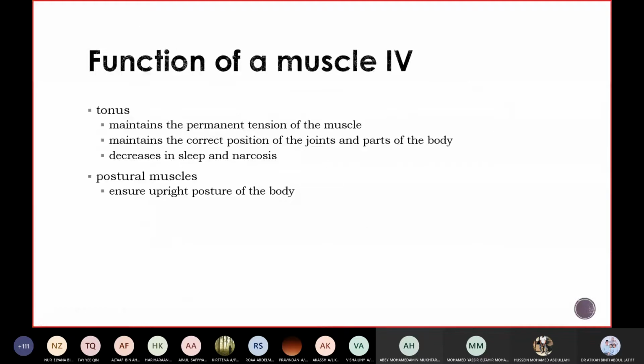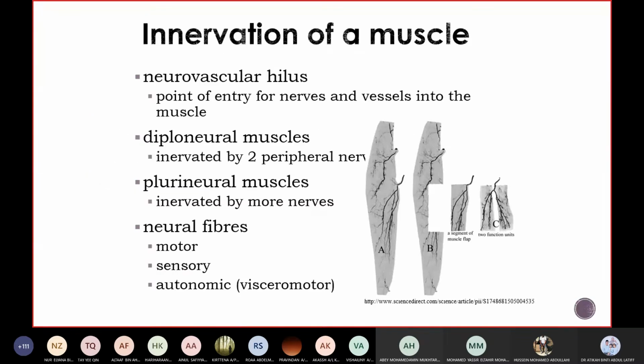Muscles also help to maintain tone. And postural muscles help the posture of the body. So for example, muscles at your back help to maintain your posture of the body. Okay, so this is for function of muscles.